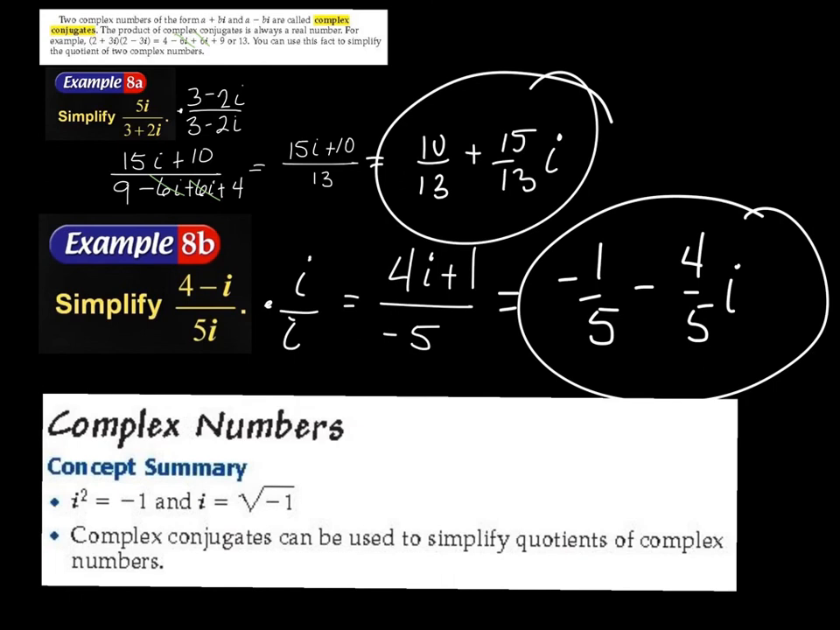i squared equals negative 1, and i equals the square root of negative 1. Complex conjugates can be used to simplify quotients of complex numbers.